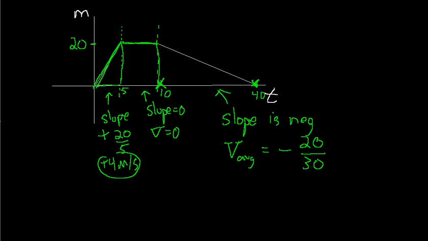So from this point here to this point here, which is this triangle here that we're talking about, we got an interval here of 30 seconds. So the rise, we're dropping down 20, and we're going over 30, and that's the slope. So the slope is negative 2/3 meters per second.